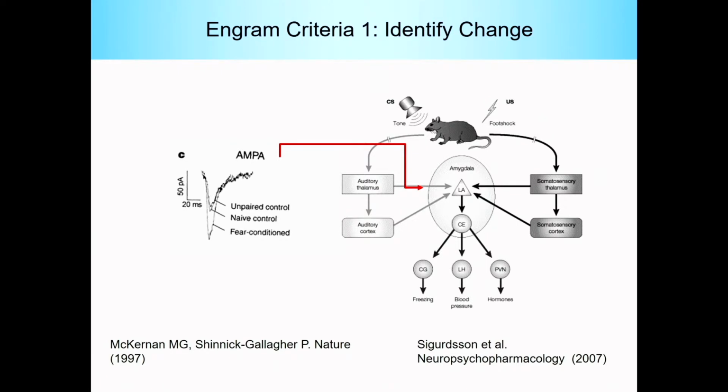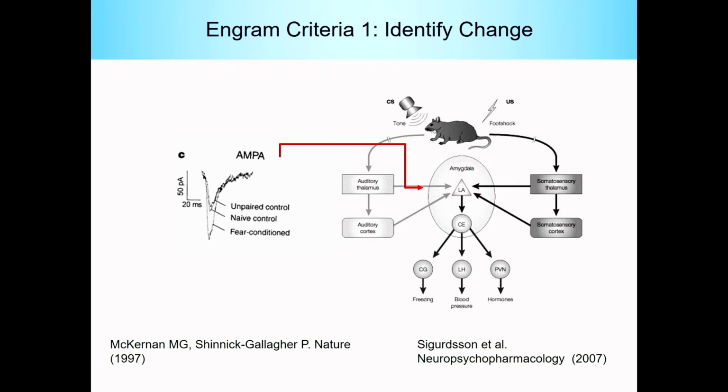And there was some evidence for criteria one way back in 1997, from a Shenk-Gallagher paper. Essentially what you find is that when you do the conditioning, and then you sacrifice the animal, and you go in and just poke a neuron randomly, and you ask, how strong are the connections of the inputs onto that neuron? What they found is that when you fear condition the animals, you got this increase. And in the unpaired groups and various control groups, you didn't. So that's identifying a change. There's a synaptic change with associative learning.